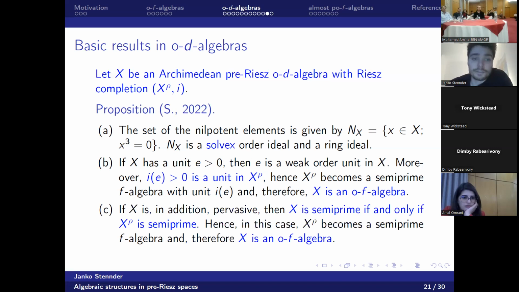And if our space X is in addition pervasive, then we get that our pre-Riesz space is semi-prime if and only if the Riesz completion is semi-prime. And in this case, X rho also becomes a semi-prime f-algebra, and therefore X is also an OF algebra. So we get basically the same results in the partially ordered vector space case, as long as we have a pre-Riesz space.